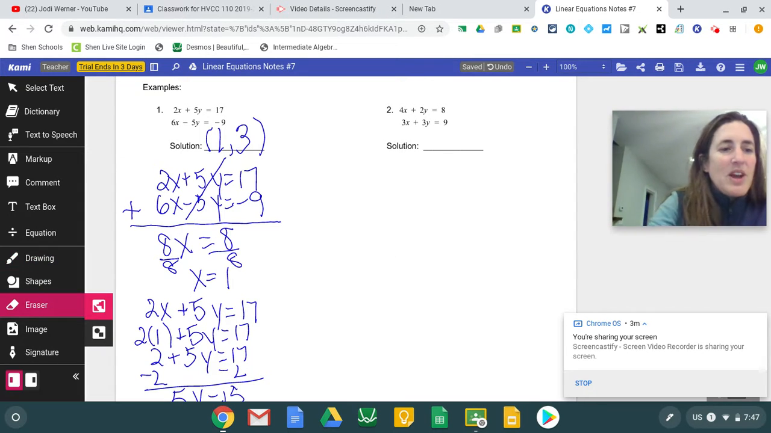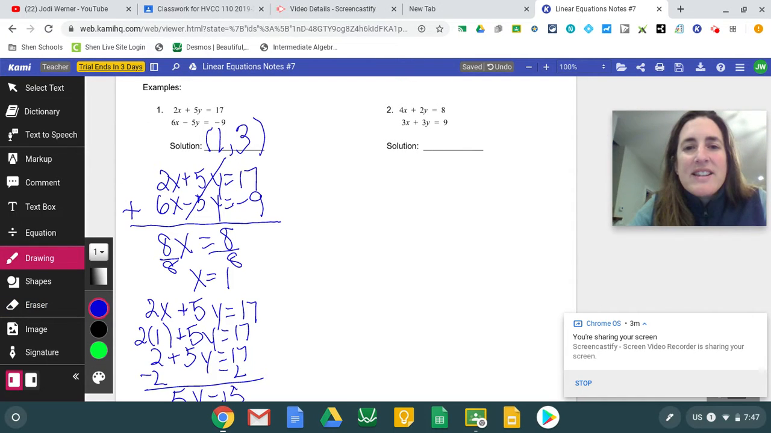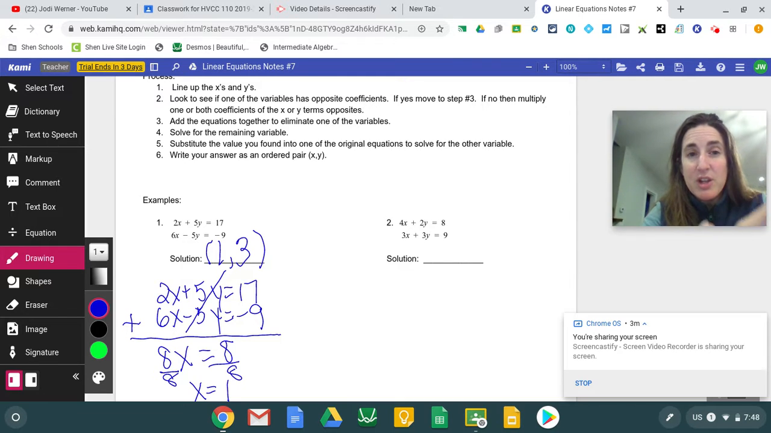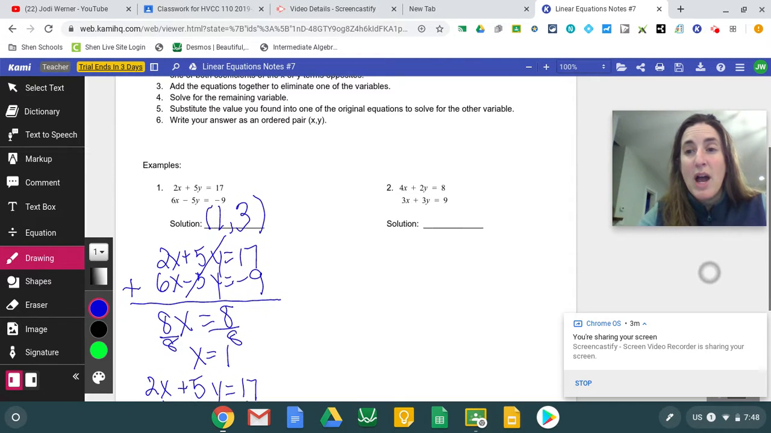Okay, so I have 4x plus 2y equals 8, and 3x plus 3y equals 9. Now, if I look at my x's, it's 4x and 3x, and they're not going to eliminate each other. If I look at my y's, it's 2y and 3y, and they're not going to eliminate. If you look back up at the notes, there's a spot that says if they don't match by having opposites, then you have to multiply one or both of the equations so the x or y terms are opposites.